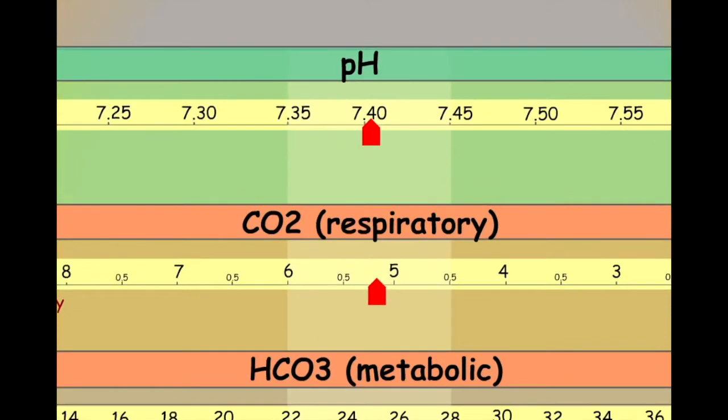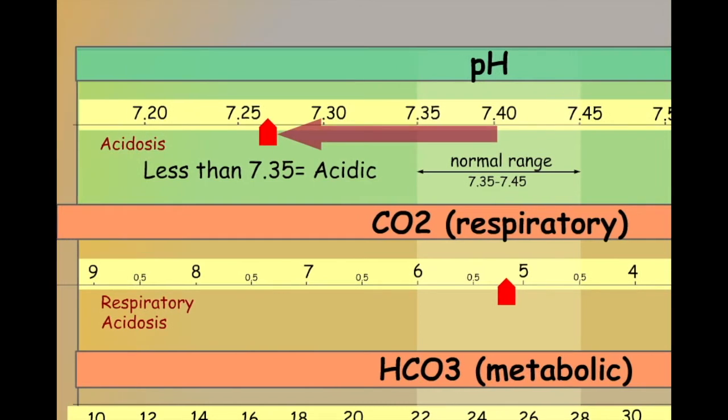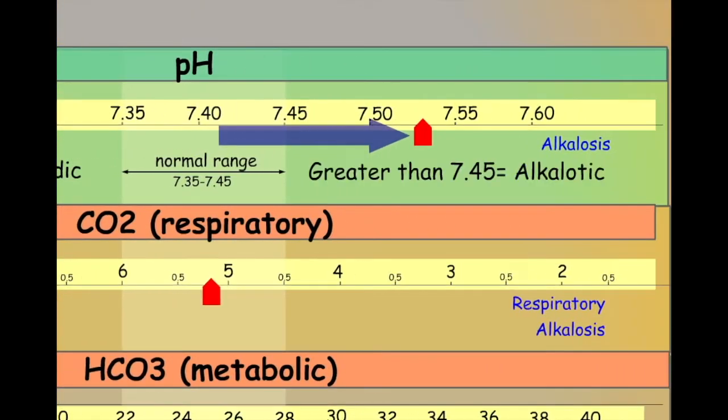The top element in our model represents blood pH. Hopefully, as you all know, a normal range for blood pH is 7.35 to 7.45, with the pH being described as acidic if it goes below 7.35 and alkalotic as it goes above 7.45.